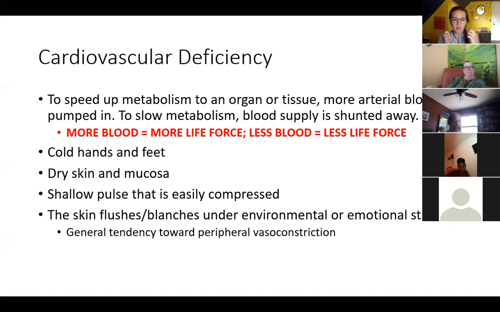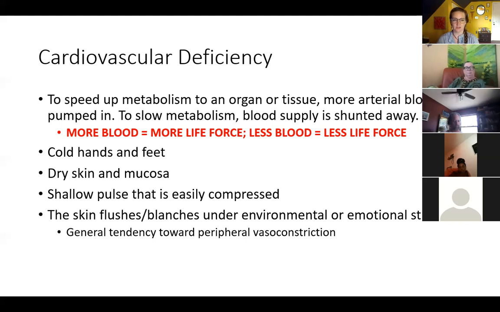That can cause dry skin and mucosa, because exactly, the blood isn't getting there, so the things aren't getting to where they need to go. A shallow pulse that is easily compressed. So that can look like, I'm thinking of sleep apnea for some reason, and I don't know if it would necessarily be a cardiovascular deficiency thing, but a pulse that slows down to the point that it sort of stops and then it jumps, right? Like we were talking about, the excess has to pull back into a deficiency at some point, and then go back and forth between those two things. A pulse that's so slow it can sort of stop and then jump start.